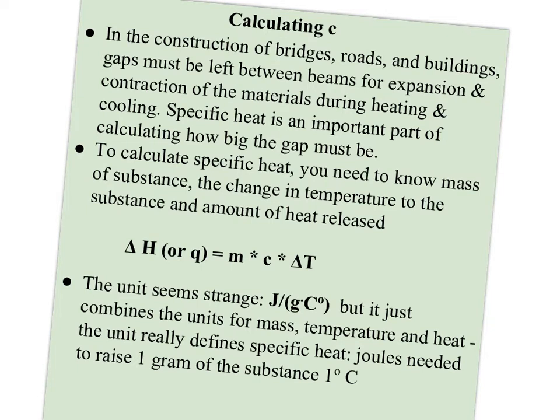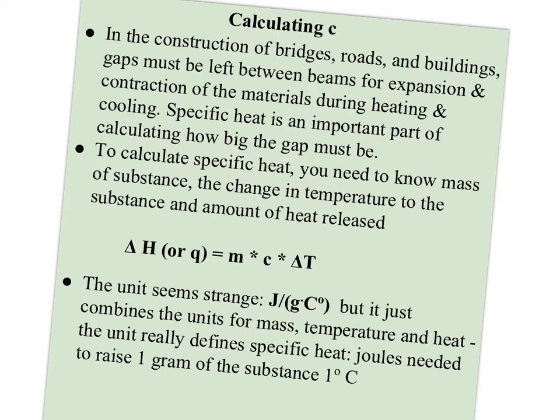To calculate the specific heat, you need to know the mass of the substance, you need to know the temperature change in this substance, and you need to know the amount of heat released. So the basic equation is delta H, which means change in heat, or you could just put Q, although I'd say it's more common to use delta H, equals, and I like to think of this as MCAT, mass times specific heat times change in temperature.